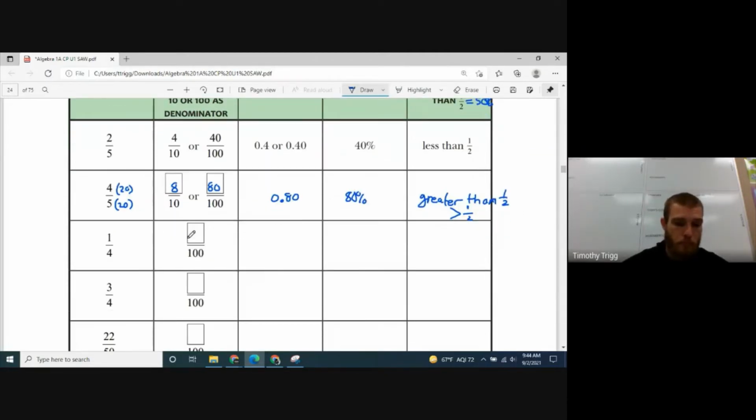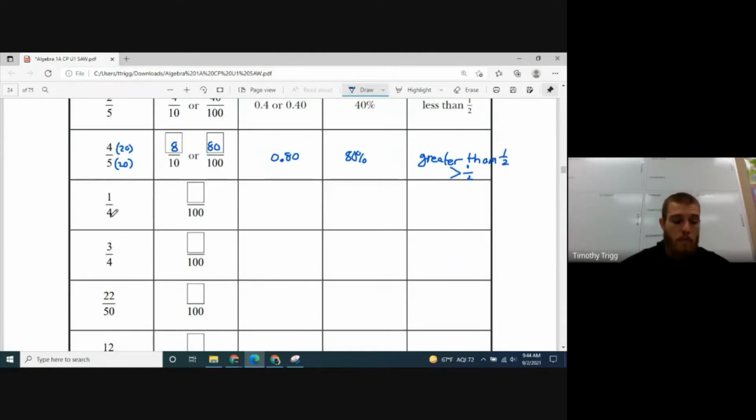Okay. What about 1/4? Well, to go from 4 to 100, you'd actually have to multiply by 25. So 4 times 25 gives you 100. So if I multiply the denominator by 25, you need to multiply the numerator also by 25. So that would give you 25 hundredths. As a decimal, that's 0.25. As a percentage, that's 25%. And you can tell me whether that's greater than 1/2 or less than 1/2.